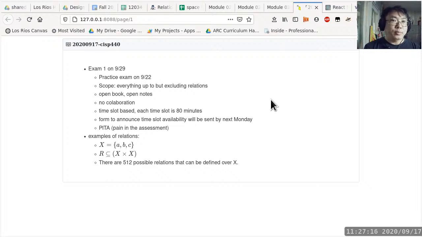512, once again, is because of 2 to the power of 9, and that 9 is coming from the cardinality of the Cartesian product. So let me go back here and explain why 512. It has to do with 2 to the power of the cardinality of X Cartesian product with X.